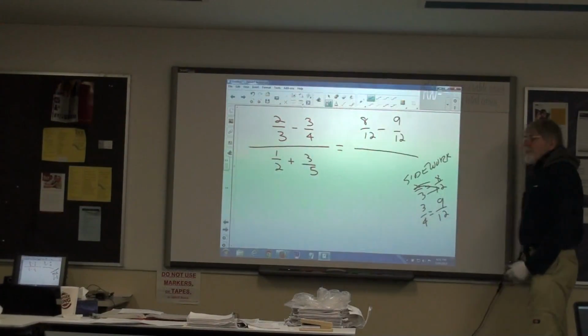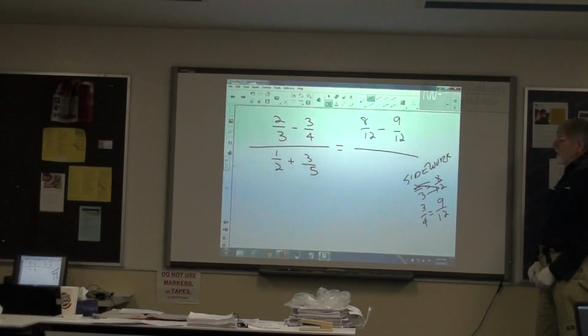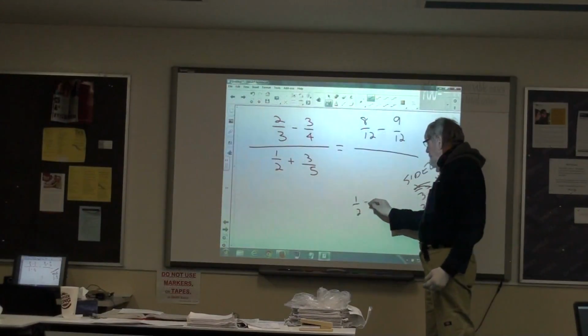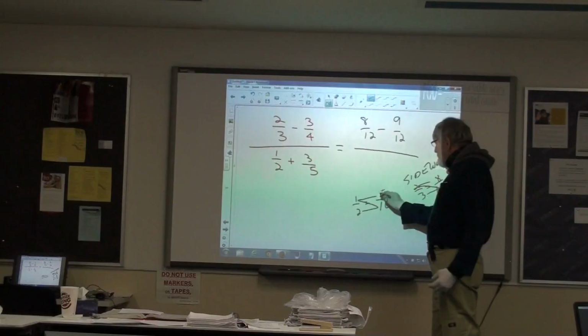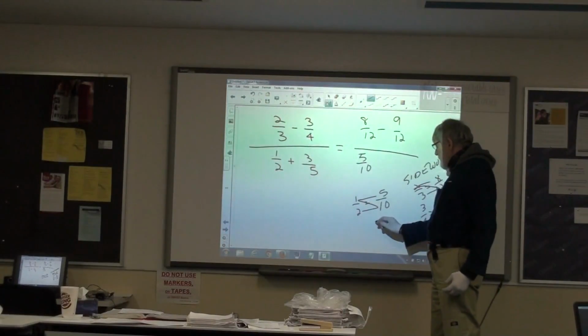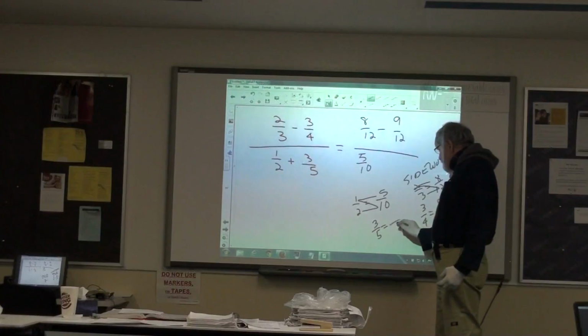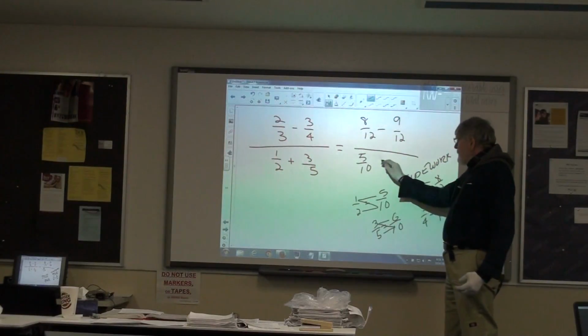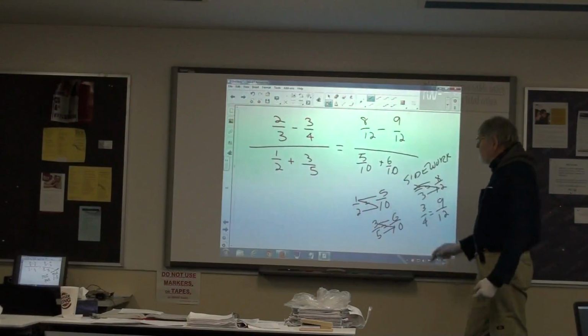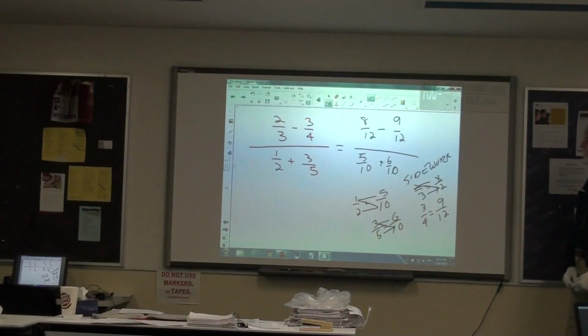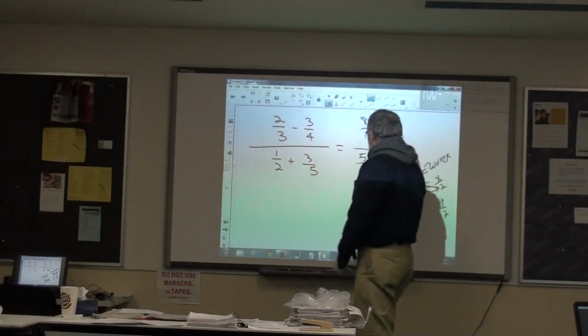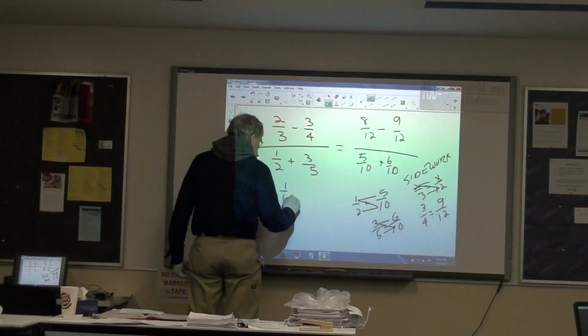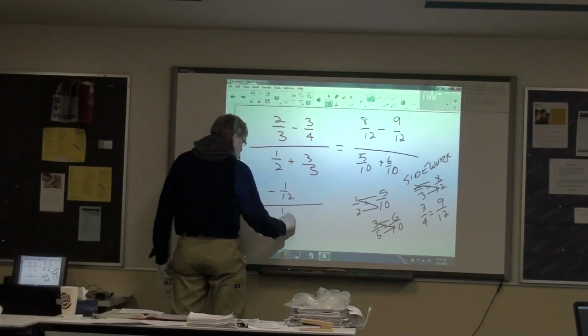Now on the bottom, what's my LCM going to be? 10. Okay? So now doing the side work, 1/2 is how many tenths? 2 into 10 is 5. So we have a 5 over 10. Now 3 over 5 is how many tenths? 5 into 10 is 2, times 3 is 6, so 6 over 10. Now on the top, they're both twelfths, so we can combine them. We get minus 1 over 12, and on the bottom, we get 11 over 10.